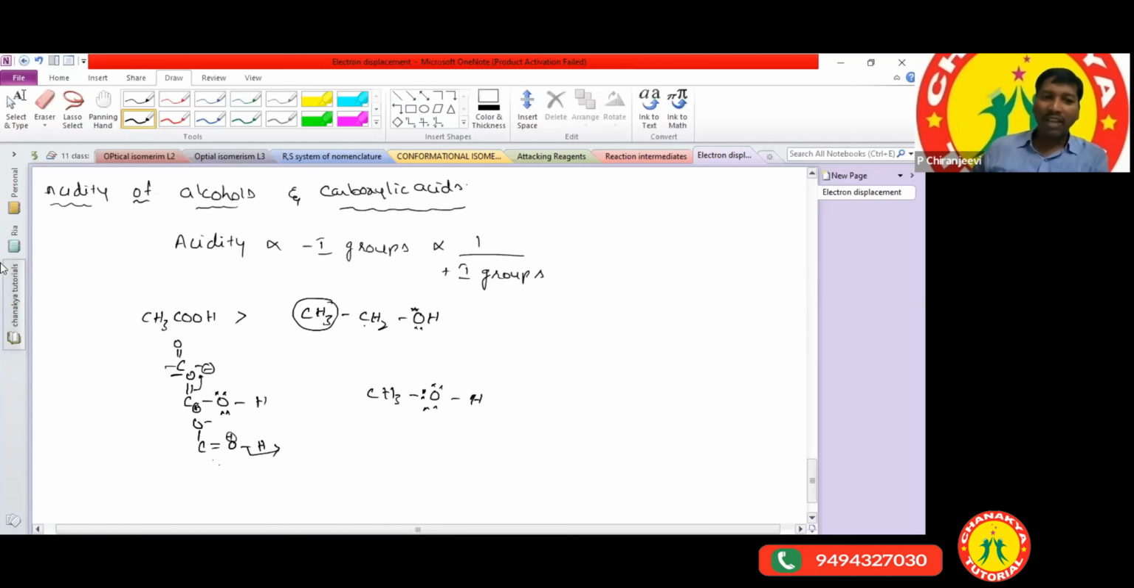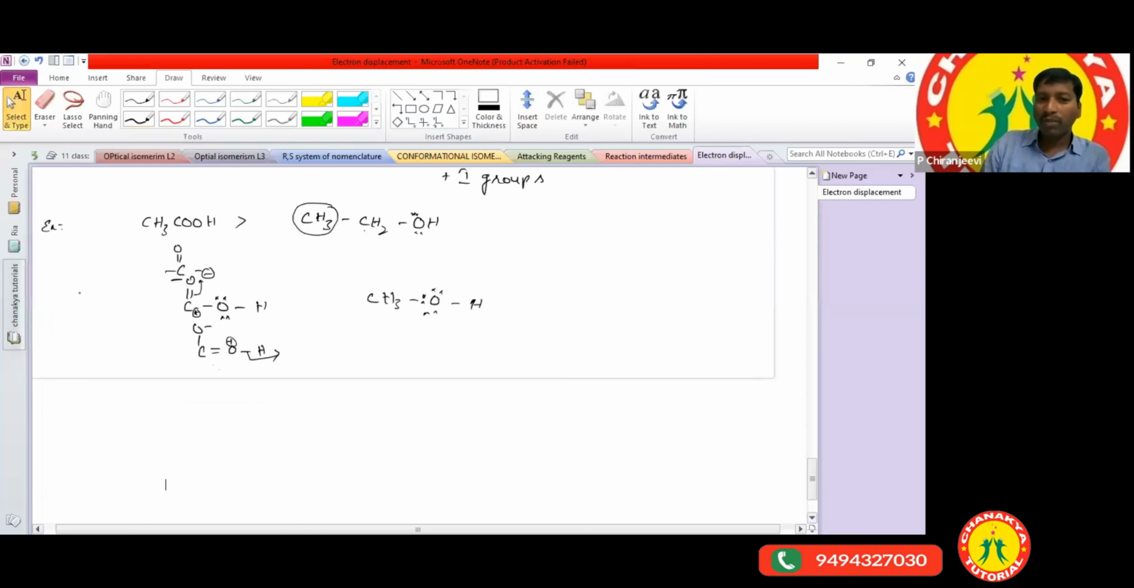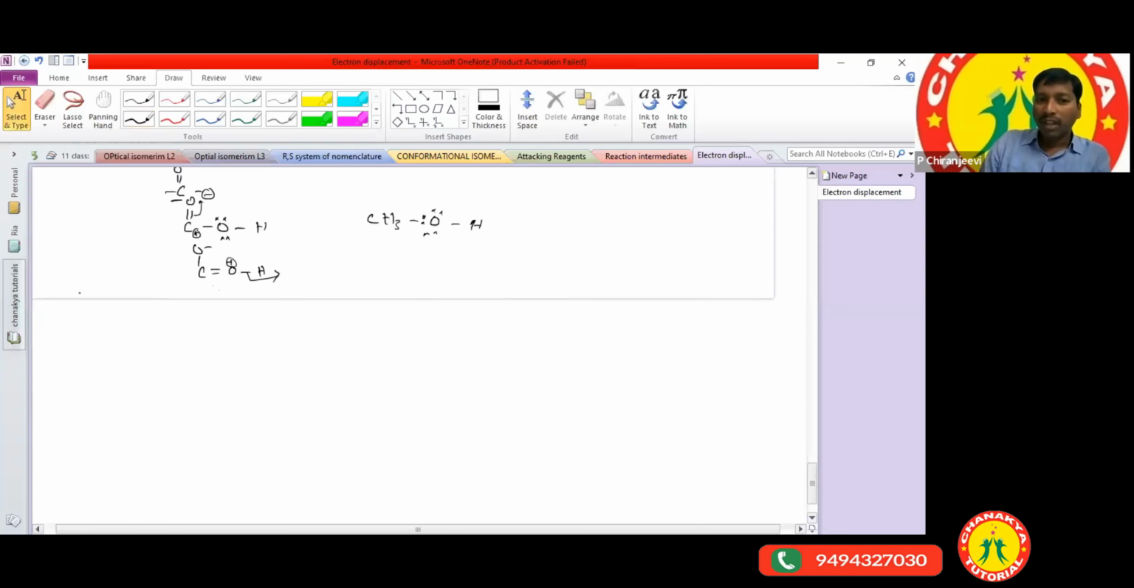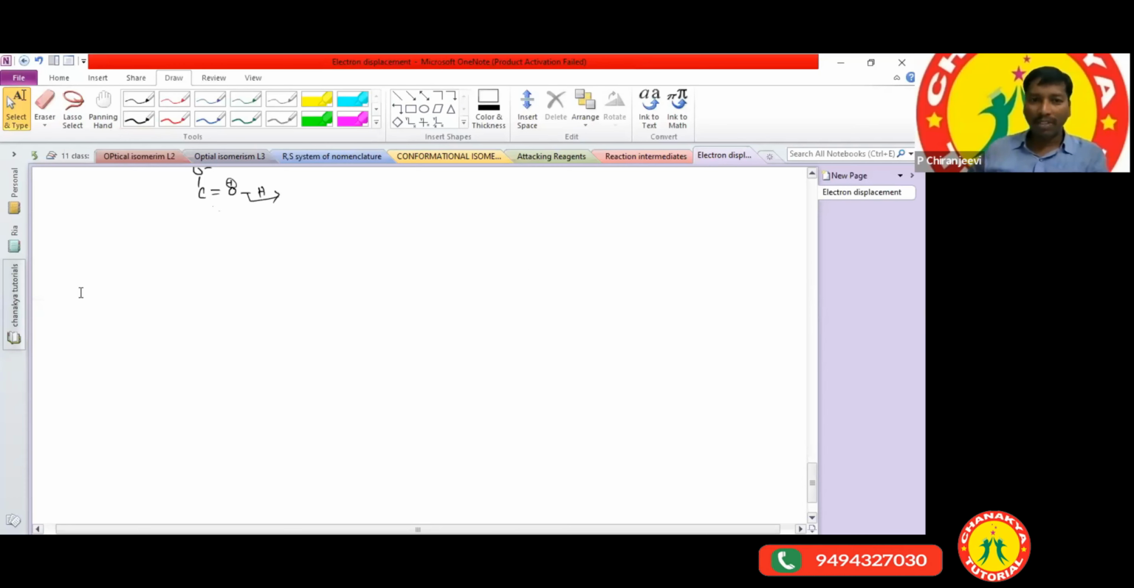Again, in alcohols only, we are going to explain the acidity. How can we explain it? Based on the concept. What is the concept here? Acidity is directly proportional to minus I groups and inversely proportional to plus I groups. For that, we'll see some examples.